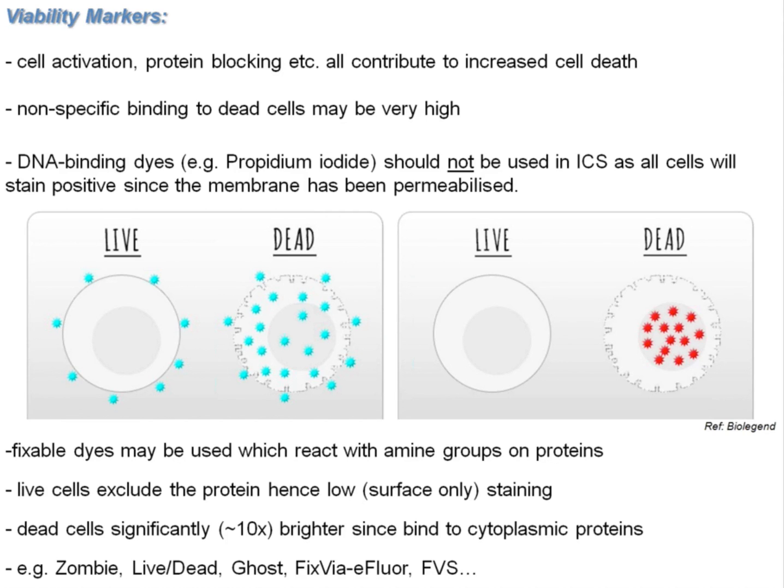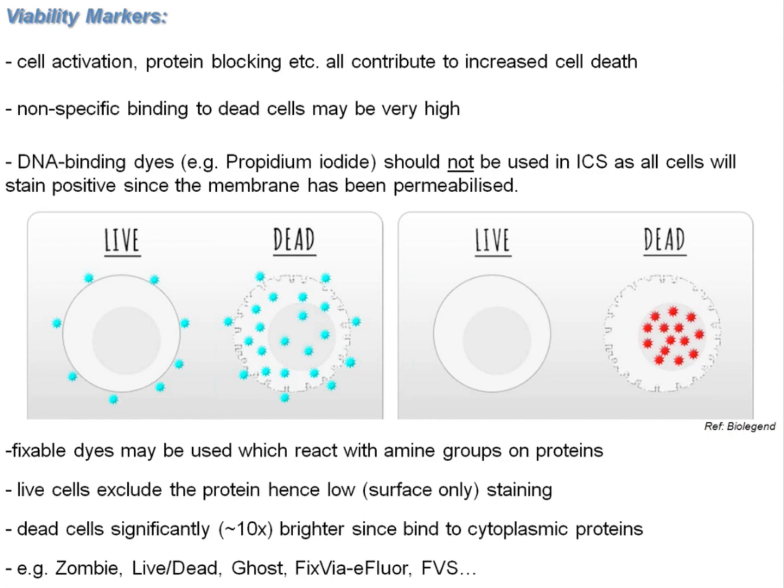And this cell death can contribute to a lot of non-specific binding. By their nature, dead cells will take up antibody non-specifically and bind. And unless we have a control for this, we can get a lot of false positives. And in particular with intracellular cytokine staining, this can be a big issue. So it's really important that we try to exclude our dead cells from our analysis.